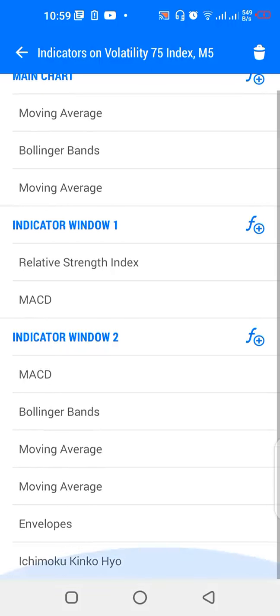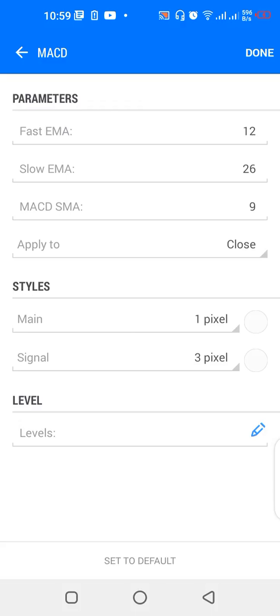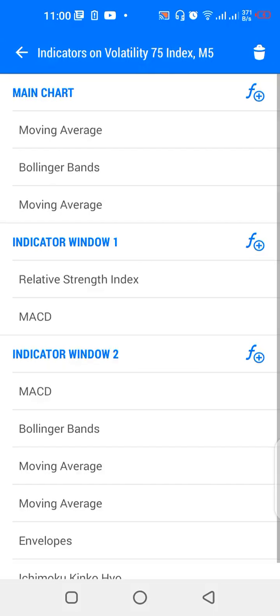Okay, now for indicator window 2, we have MACD. The fast EMA is 12, the slow EMA is 26, and the MACD SMA is 9. Apply to close. The color of the main and the signal style will match the background color of the chart.